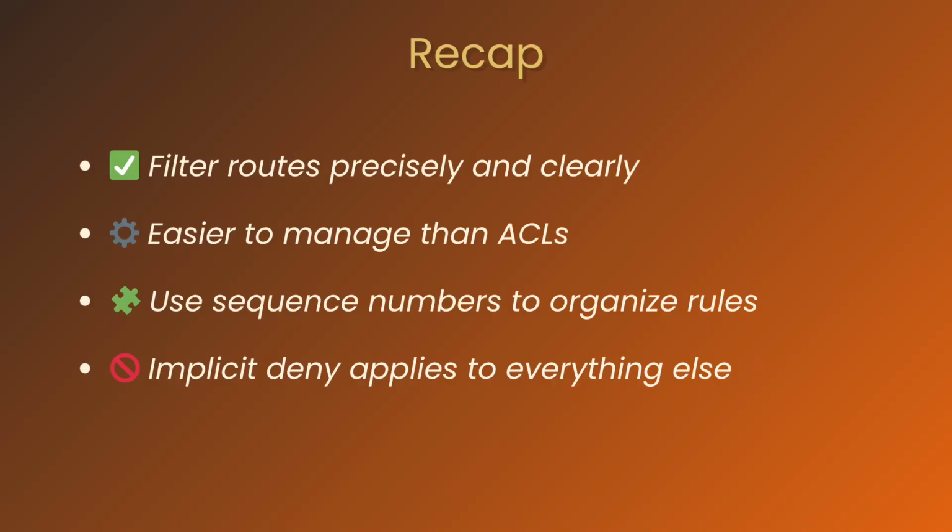Let's recap what we covered. Prefix lists give you precise control over route filtering. They're cleaner and more flexible than ACLs. Sequence numbers keep everything organized. You permit what you need, deny what you don't, and the rest is handled by the implicit deny. And by using distribute lists, you decide which routes get advertised or accepted. Prefix lists are one of the most important filtering tools in real networks, and now you know exactly how they work.